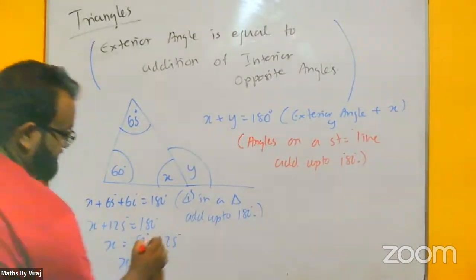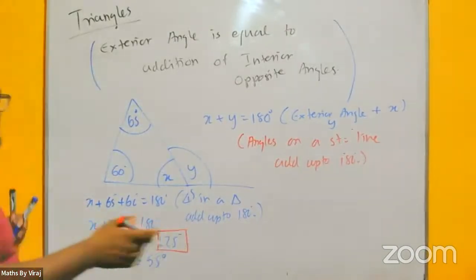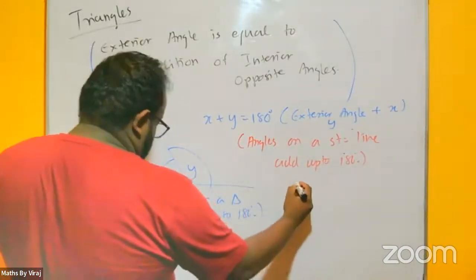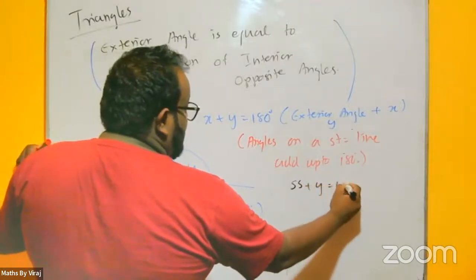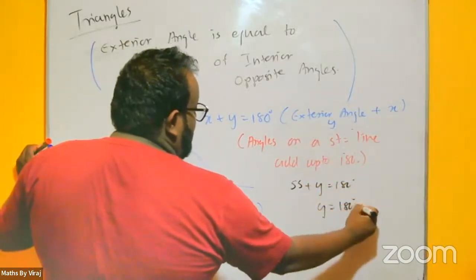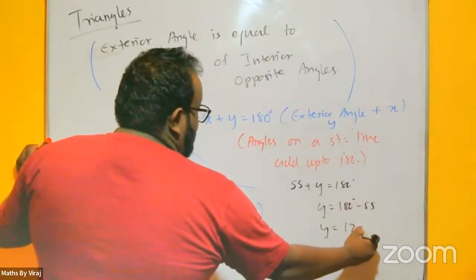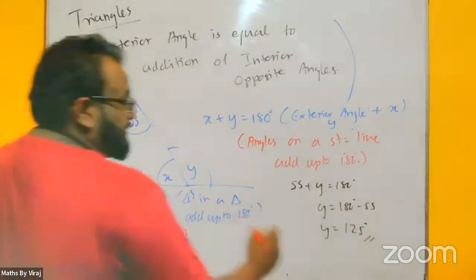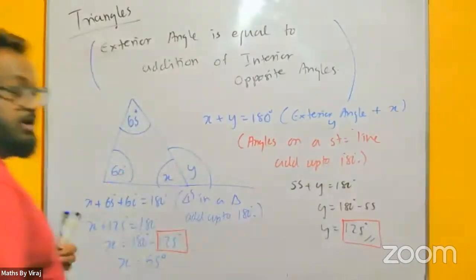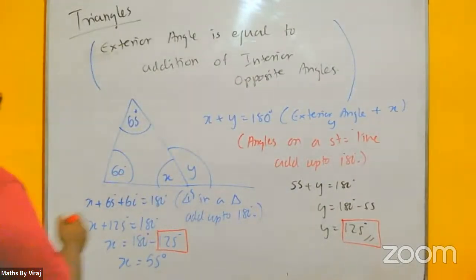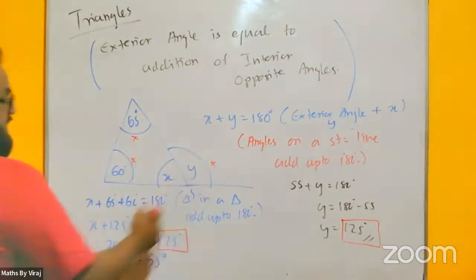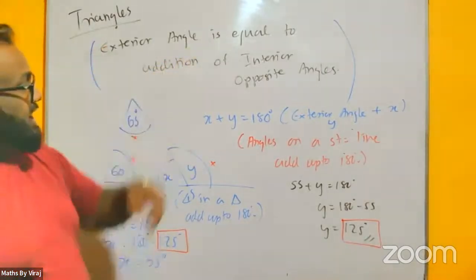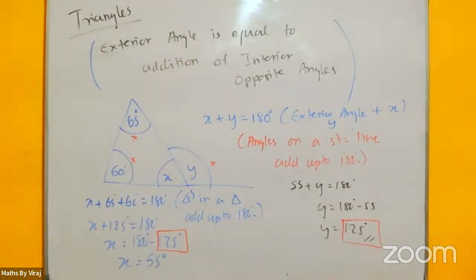So we'll highlight this 125 for no reason, just to have it as such. So what is my value of y then? X is known, 55 plus y is 180, y is 180 minus 55, y is again 125. We do see a clear value here, 125. We understand that the value of y is indeed equal to the addition of these two. Exterior angle is equal to addition of interior opposite angles.